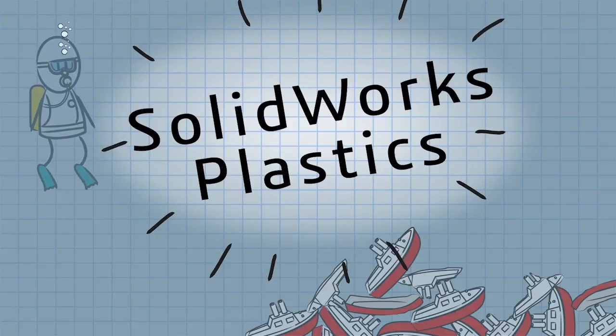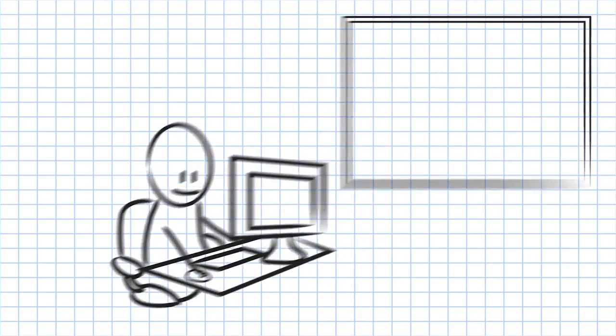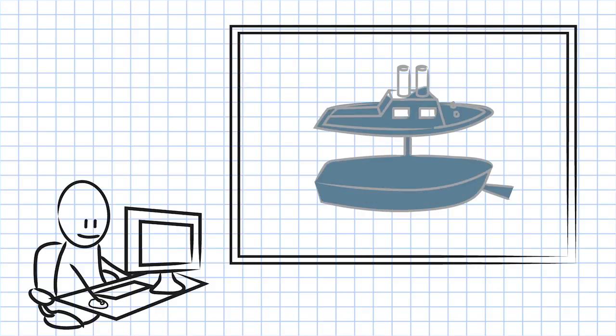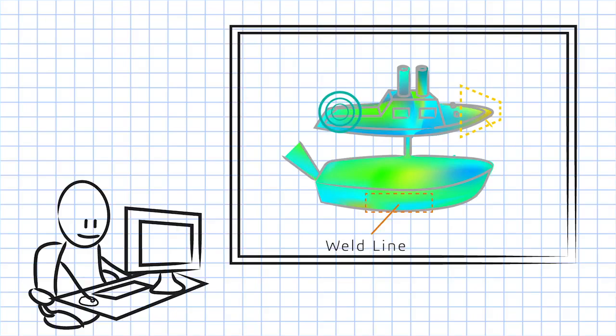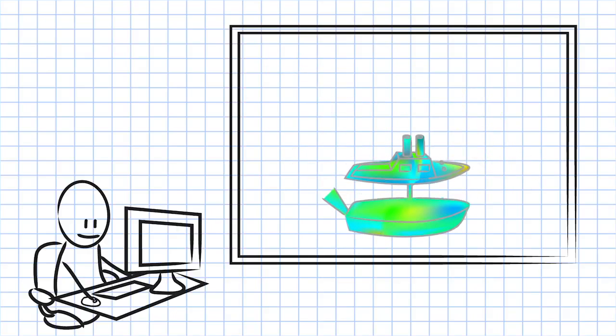Enter SOLIDWORKS Plastics. Using SOLIDWORKS Plastics is the most efficient and accurate way to validate your plastic designs before you start injection molding. In a matter of minutes, you can easily test your designs for proper fill, best injection location, and potential product defects such as weld lines, short shots, and sink marks, all within the SOLIDWORKS interface.